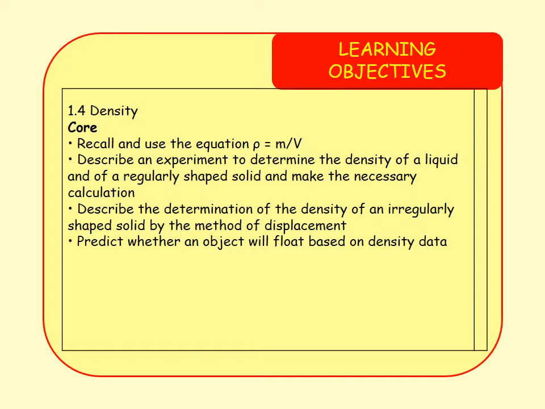Describe an experiment to determine the density of a liquid and of a regularly shaped solid and make the necessary calculations. Describe a determination of the density of an irregularly shaped object through the method of displacement, and predict whether an object will float based on density data.